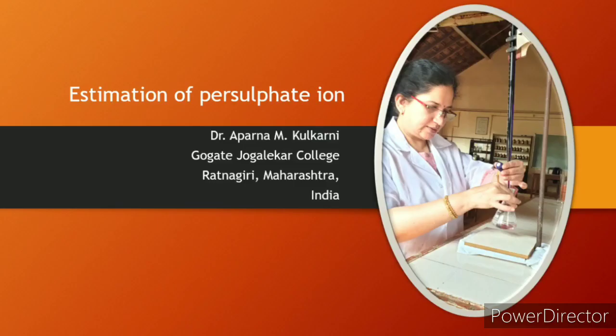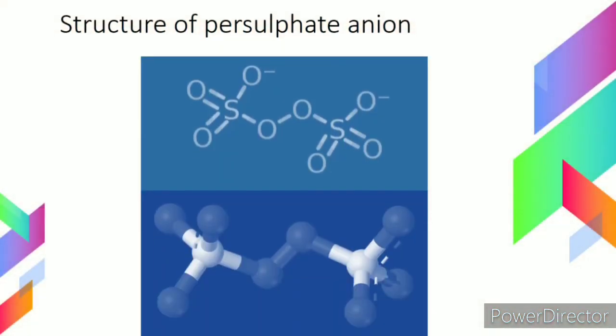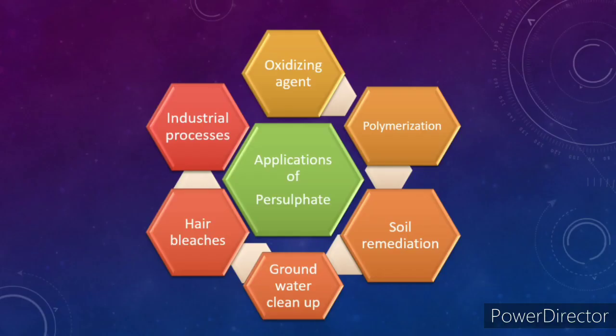Today we will learn the analysis technique of one such important chemical, persulfate ion. Persulfate ion, S2O8 2-, is a powerful oxidant of the peroxygen family. As a compound, you can consider potassium persulfate or ammonium persulfate. These persulfate ions, being powerful oxidants, are used as oxidizing agents for carrying out many organic transformations.